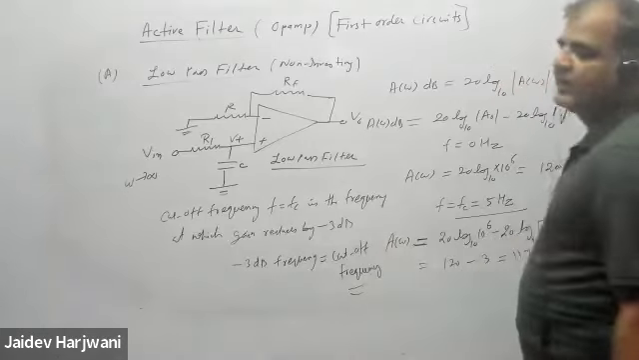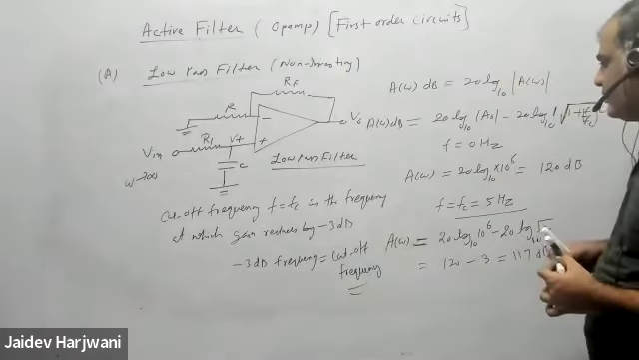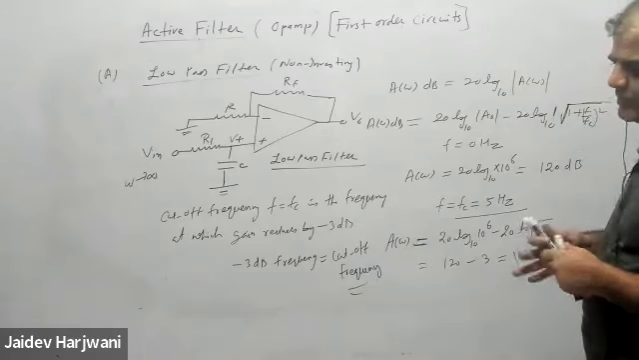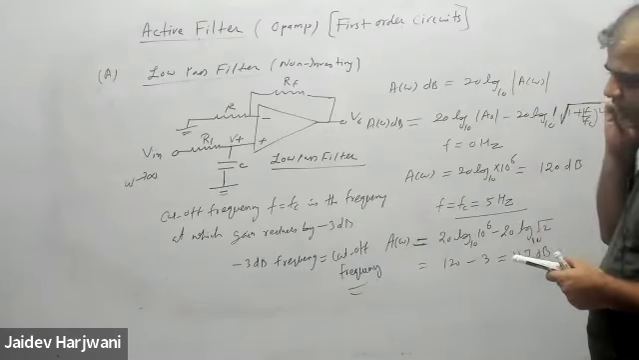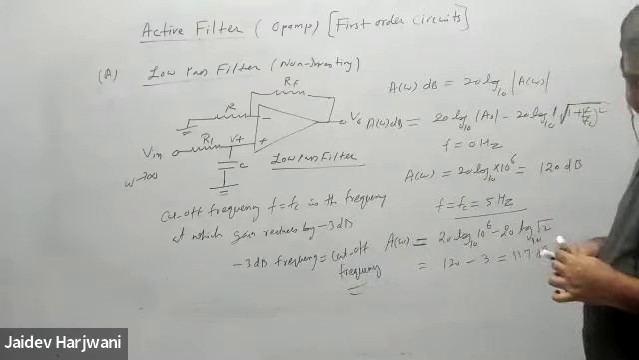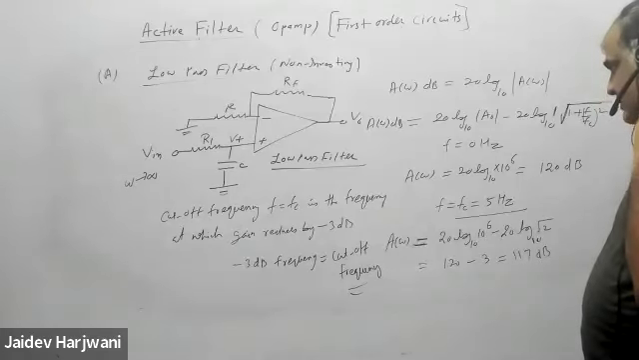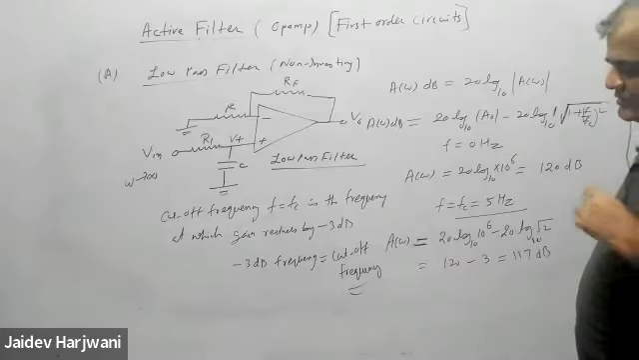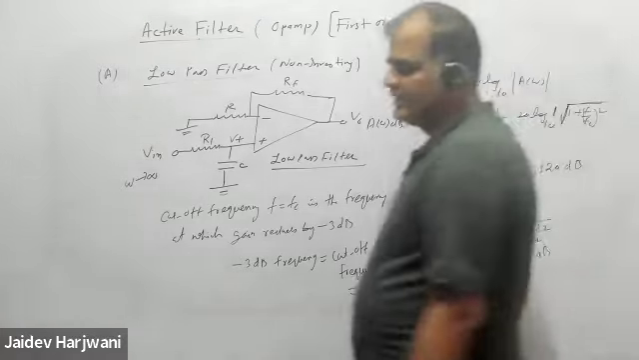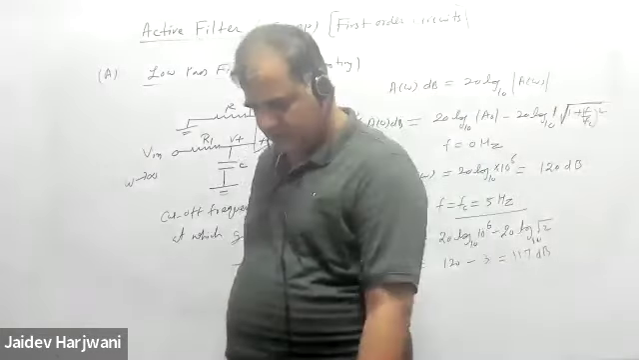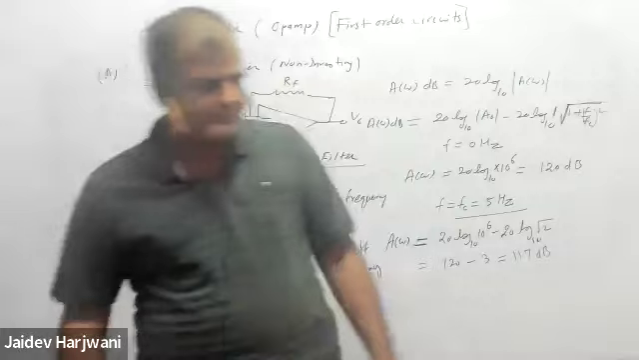This is the definition in dB. It is the same thing as in numbers. In numbers, if it is 1 by root 2, 0.707 remains, then in dB it decreases by 3 dB. Because for filters we generally represent gain in dB, this definition will be useful.